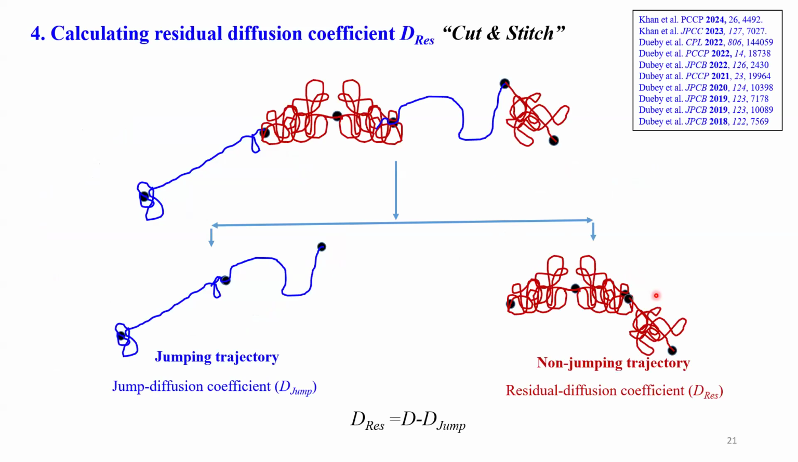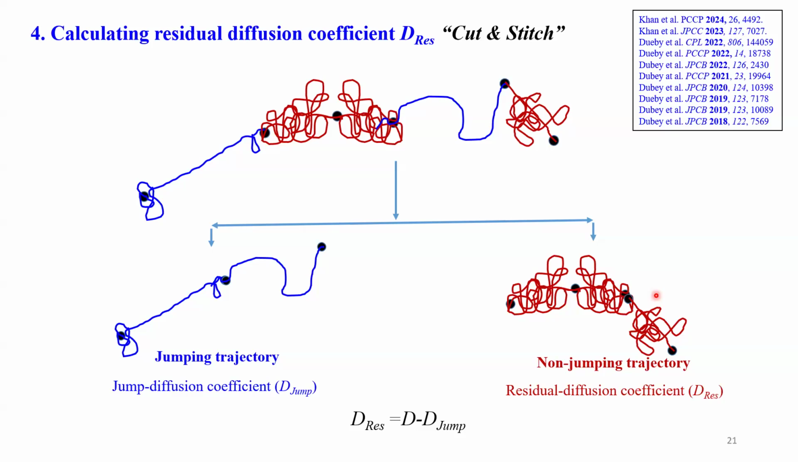Now we started hypothesizing that in this overall dynamics we have two different diffusions. One is jumping diffusion, where the particles are moving much faster than expected. And another one is the remaining one. What is the remaining one? We call it the residual diffusion. And what is the physical meaning of it? It is very simple: non-jumping, so basically small step displacements, which follow more or less Brownian motion.